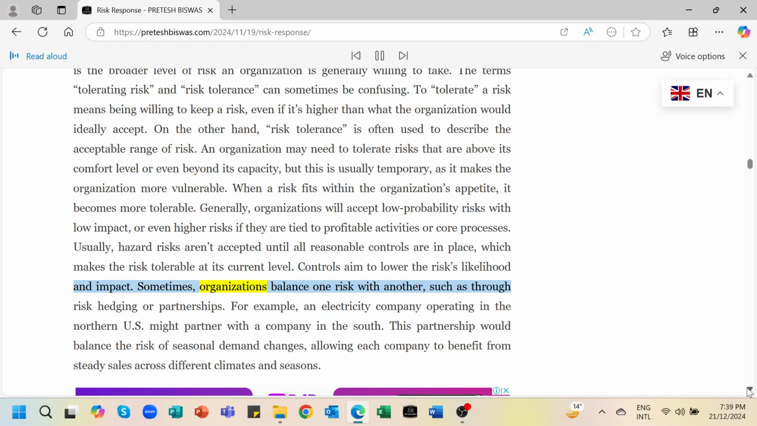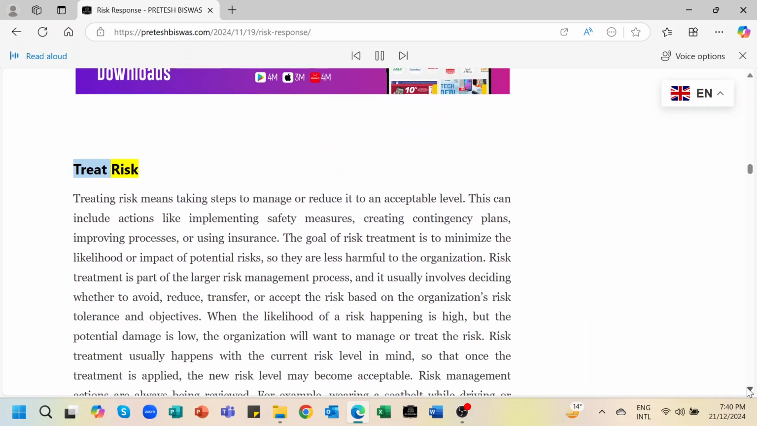Sometimes, organizations balance one risk with another, such as through risk hedging or partnerships. For example, an electricity company operating in the northern U.S. might partner with a company in the south. This partnership would balance the risk of seasonal demand changes, allowing each company to benefit from steady sales across different climates and seasons.